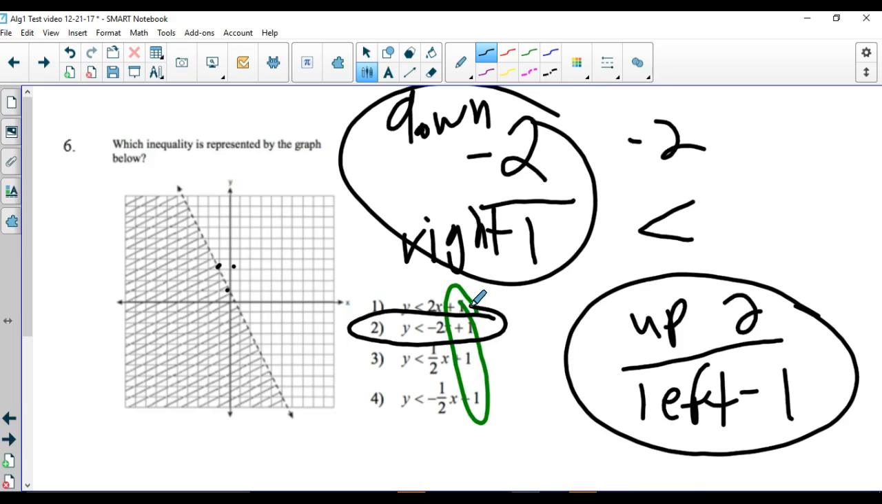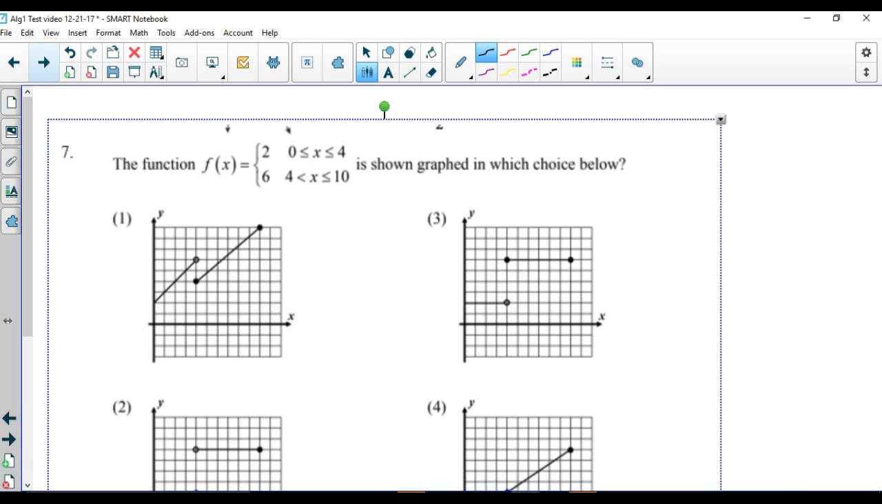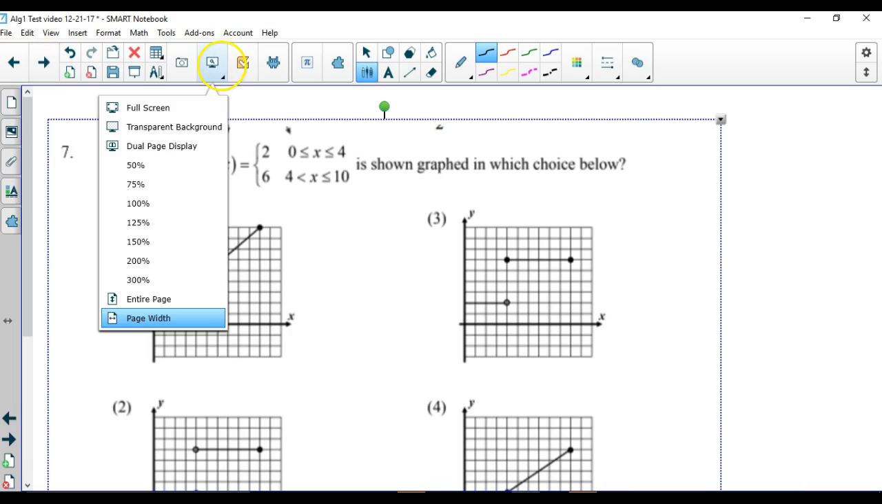So when you look at this question, these are the things you're going to analyze. You're going to analyze the y-intercept. You're going to analyze whether you're going up, left, or right. Okay. This question was tricky. Let's take a look at it.